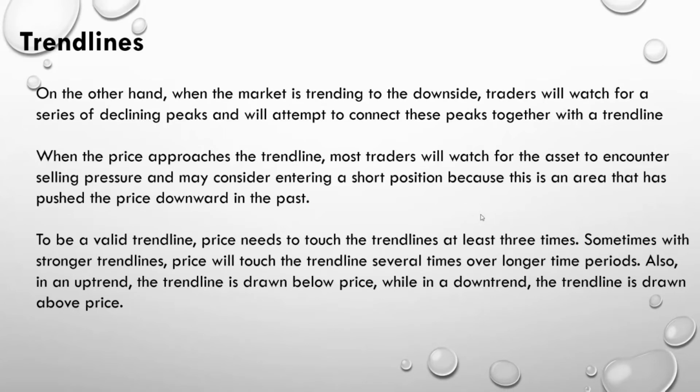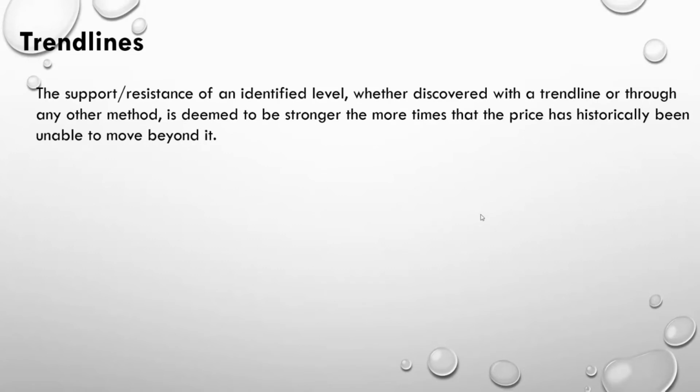Okay, so now as I said, the trend line is drawn below price. Also in an uptrend, the trend line is drawn below price, while in a downward trend, the trend line is drawn above price. Now, the support and resistance of an identified level, whether discovered with a trend line or through any other method, is deemed to be stronger the more times that the price has historically been unable to move beyond it.